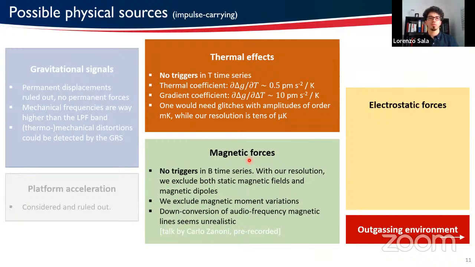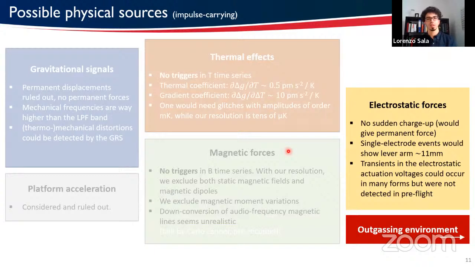We had enough resolution to see glitches in those time series resembling the glitches in the delta G time series, giving enough force to be detected, of course. So we had to exclude the magnetic forces and the temperature time series. And so we're left with the electrostatic forces.